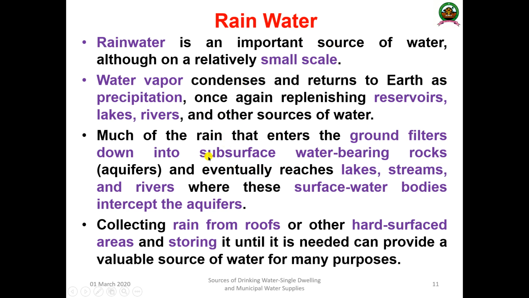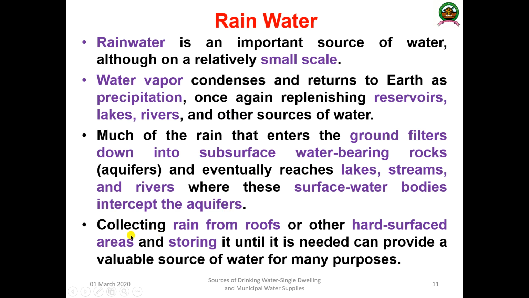Some of the rain that enters the ground filters down into subsurface water-bearing rocks, that is, the aquifer, and reaches the lakes, streams and rivers where these surface water bodies intercept the aquifer.